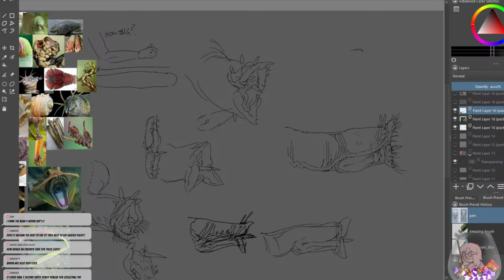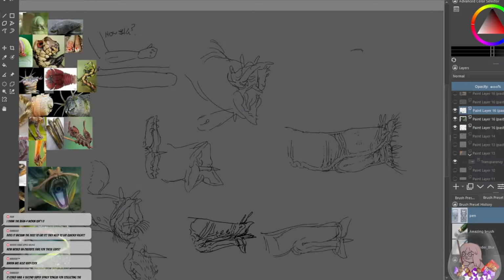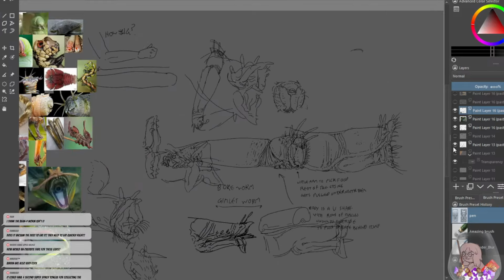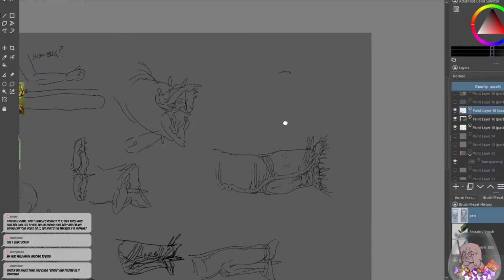I'm still thinking if these guys are clams still. I kind of do like the clam, the soft shell design I did in this one. I'm definitely keeping that clam middle section.